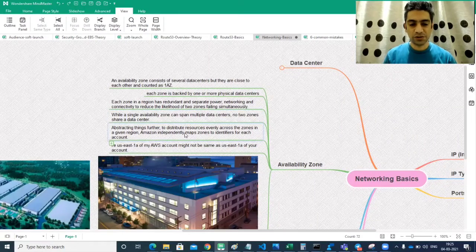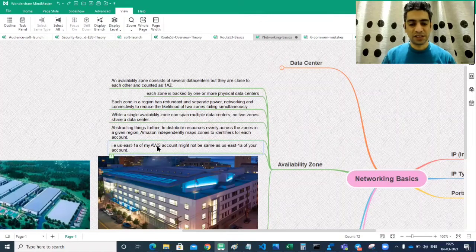Abstracting things further, to distribute resources evenly across the zones in a given region, Amazon independently maps zone to identifier for each account. To take this abstraction a level further, Amazon identifies or maps these zones independently in different accounts. What I mean to say is that US East 1A, an availability zone in my account, might be different from US East 1A in your account. Now, what do I mean by that?